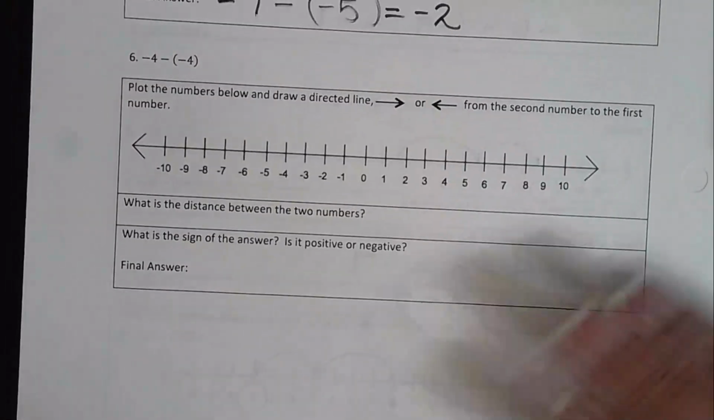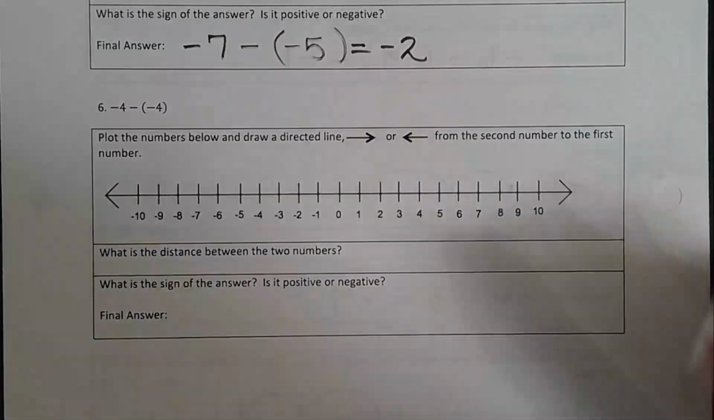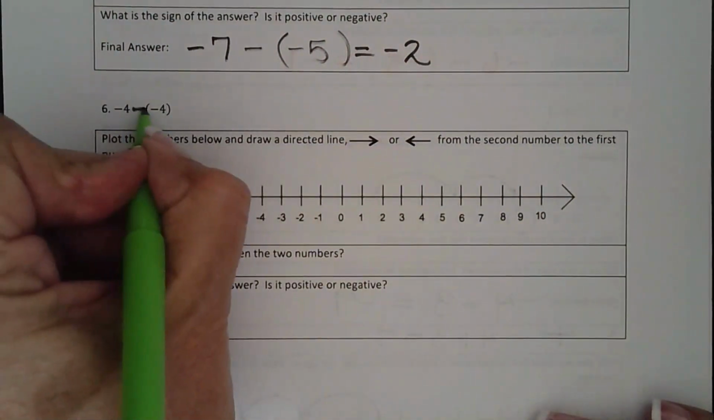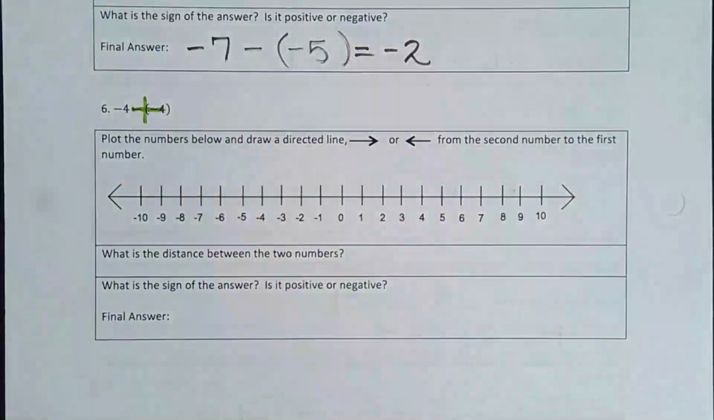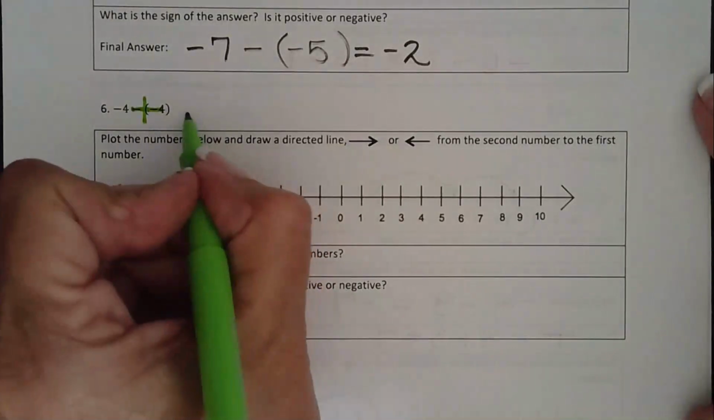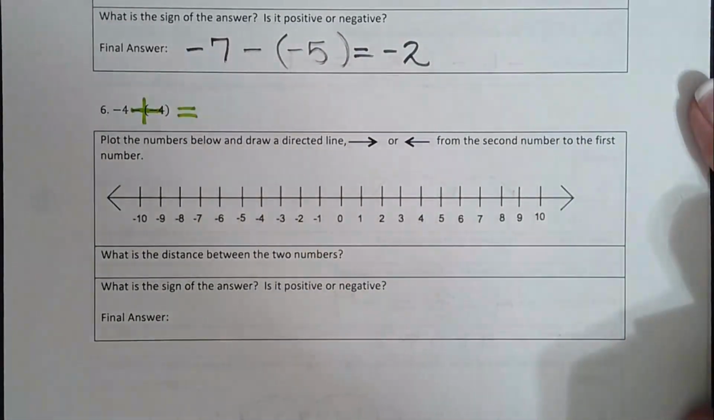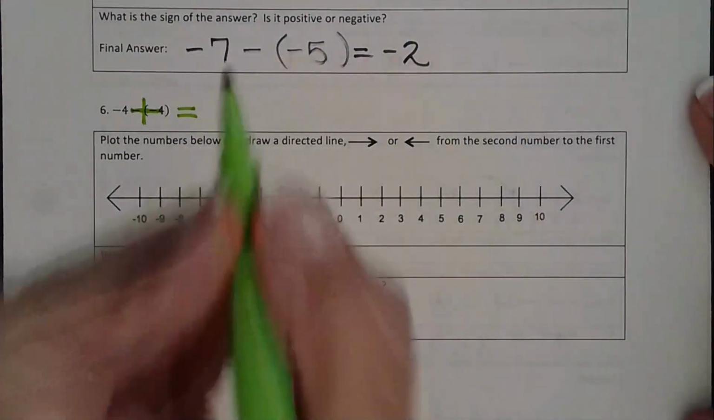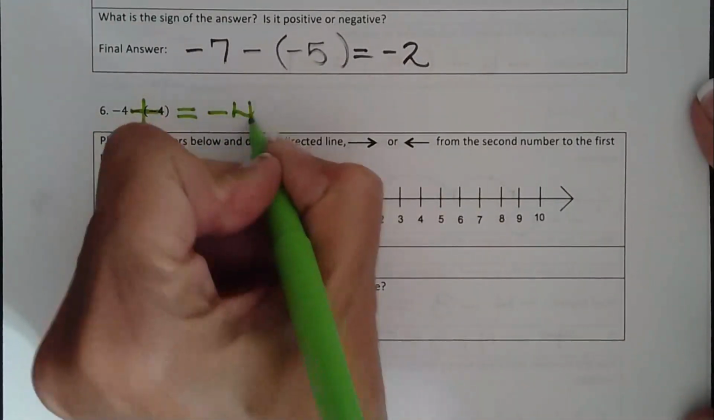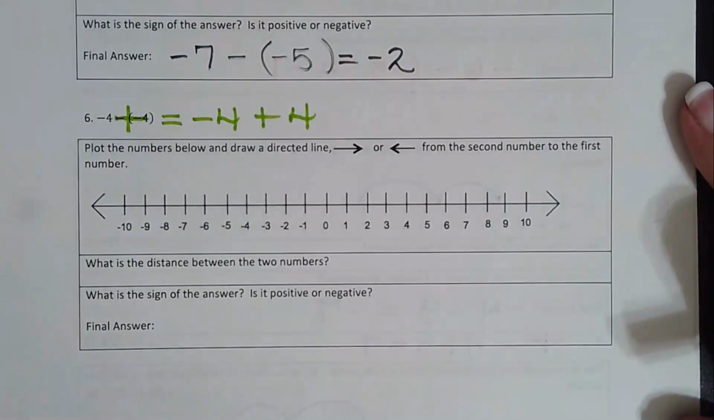Okay, last but not least, and then we go to our practice page. Double negative, immediately make it positive. And we talked about these kind of problems in our last lesson too. So this is a -4 and a +4. And we said in lesson 2, when you add opposites, you'll always get 0.